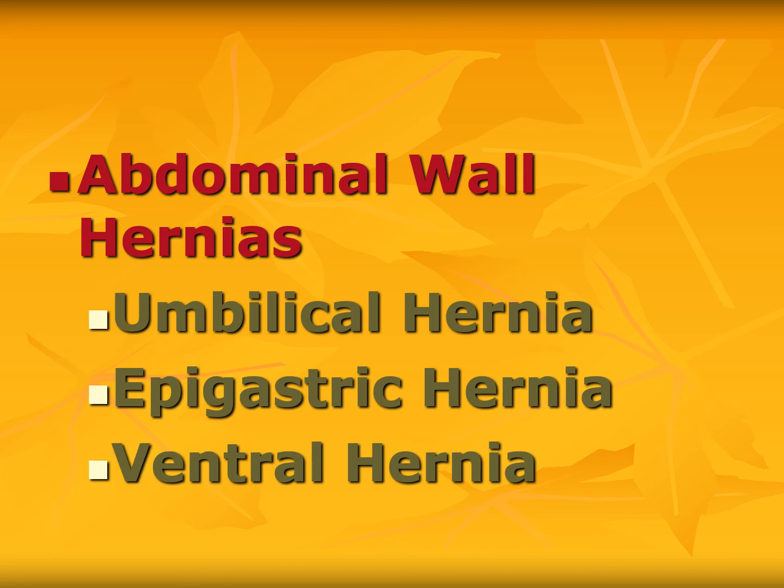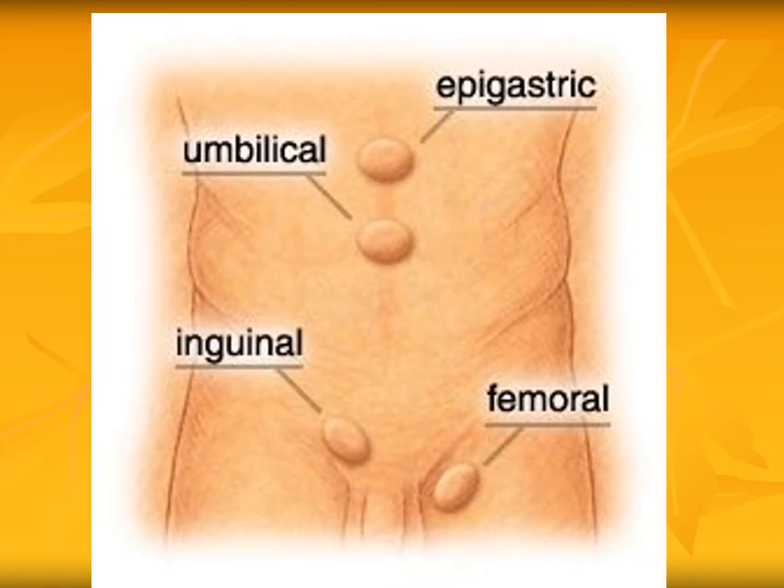With a ventral or incisional hernia, this is the development of hernias at incisional scars from previous abdominal surgeries. Groin hernias include inguinal hernias and femoral hernias. Inguinal hernias occur more commonly in men, and they're located in the groin or the scrotum. Femoral hernias occur more commonly in women, and they more commonly present in the upper part of the thigh just below the groin.